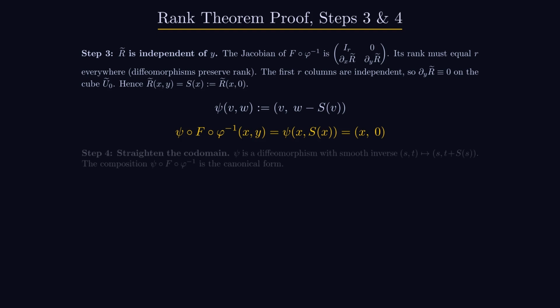The map psi is a diffeomorphism. Its inverse sends s and t to s and t plus s of s, which is smooth. The rank theorem is proved. Every smooth map of constant rank r is, in suitable coordinates, the standard projection onto the first r components. The level sets of a constant rank map are therefore coordinate slices, which is the content of the constant rank level set theorem.